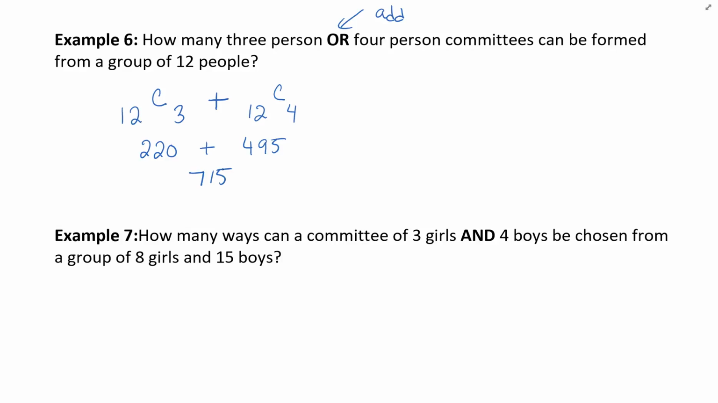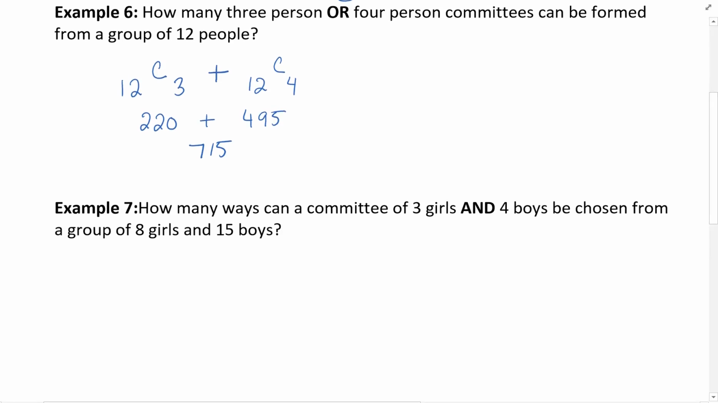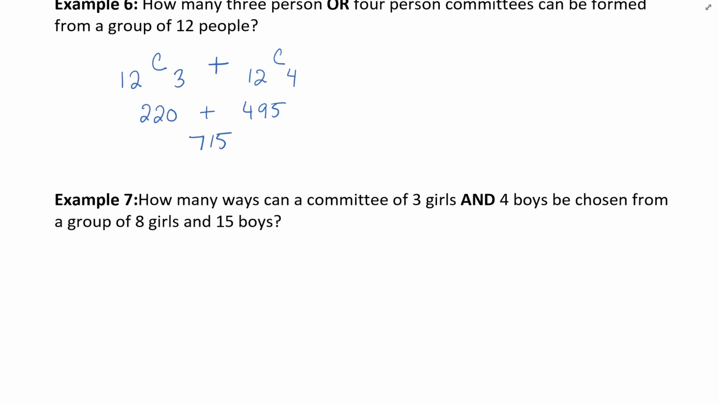Okay? Difference between example 6 and example 7, hopefully you can pick that out. How many ways can a committee of 3 girls and 4 boys be chosen from a group of 8 girls and 15 boys? "And" means to multiply.